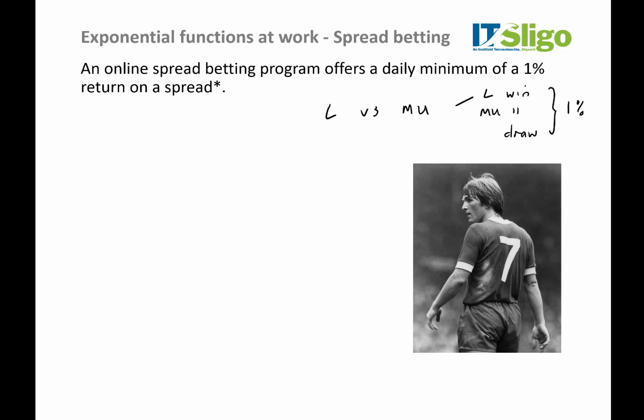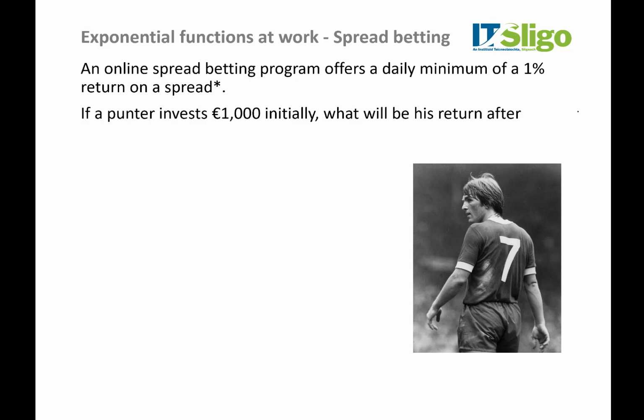But obviously you're going to lose 2 bets. You'd have to bet on all 3 outcomes, so you're always going to lose 2 bets. But the idea is that your winning bet would outweigh your losing bets. So a daily return of 1% on €1,000. That's what we're going to take a look at.